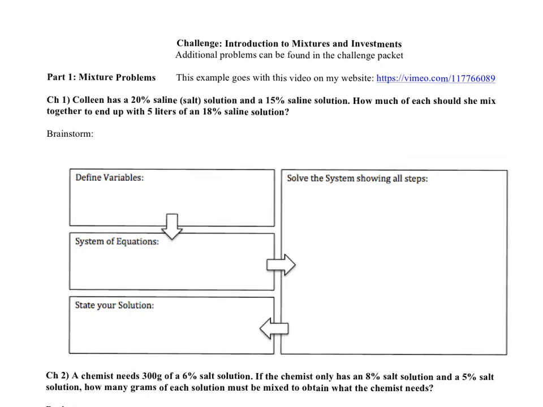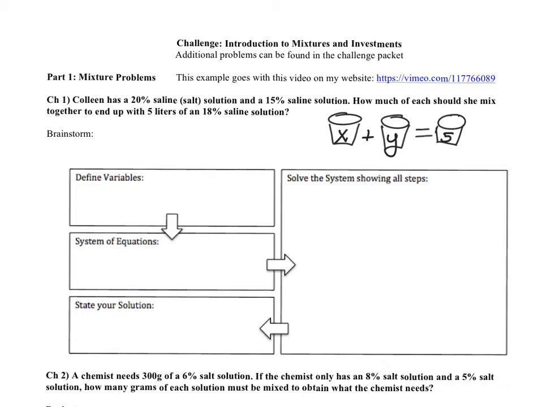So let's think about what we have here. Let's imagine that I have an unlimited supply of my 20% solution, and I have an unlimited supply of my 15% solution. My goal is to get an 18% solution, and I know that I want 5 liters of it. So there's going to be 5 liters in that bucket, and the amount of each of the other two are going to add up to 5. So it might be 1 and 4, or 2 and 3 in terms of liters, or it could be a decimal.